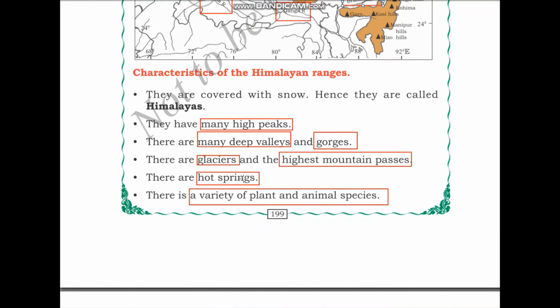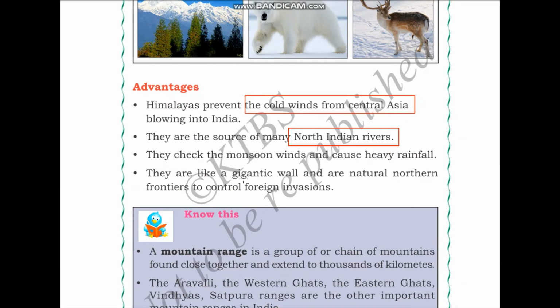Okay, so the Himalayas are also sources of many North Indian rivers. They check the monsoon winds and cause heavy rainfalls. They are like a gigantic wall and are natural northern frontiers to control foreign invasions.